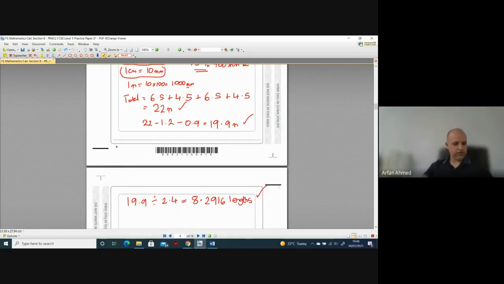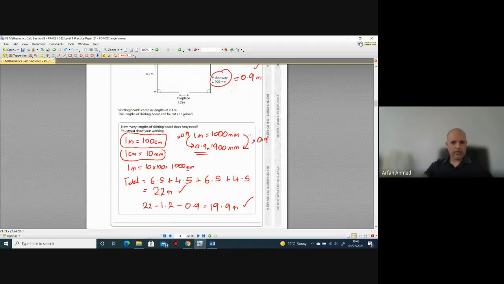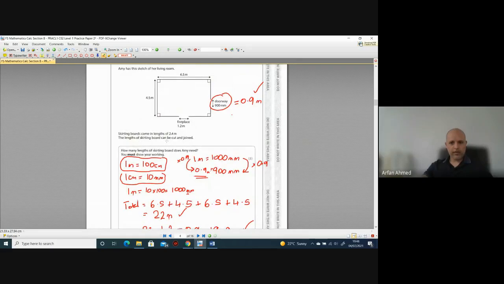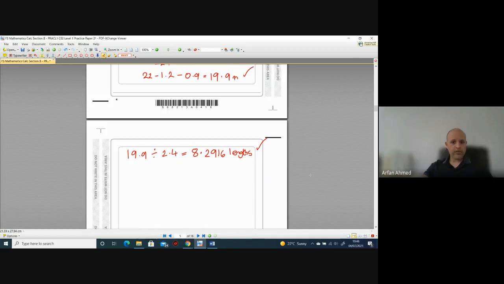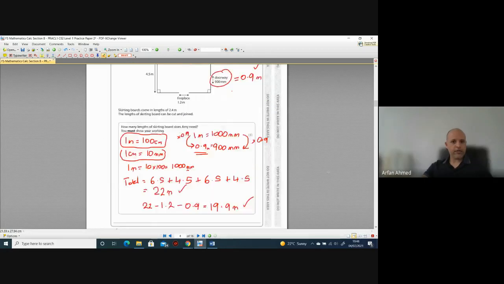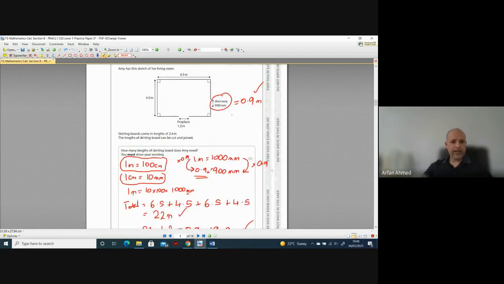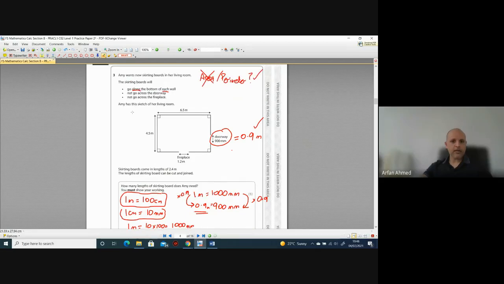Now, fifth mark is saying that we need more than that. So we need 8 wouldn't be enough. You can't go into the shop and buy 0.29 of a length. You know, she's buying lengths. She's buying whole lengths. They're not cutting it at the shop. I know it says the lengths of the skirting board can be cut and joined, but they're not saying that's at the shop. That's Amy who's doing that when she's actually putting the skirting board down.